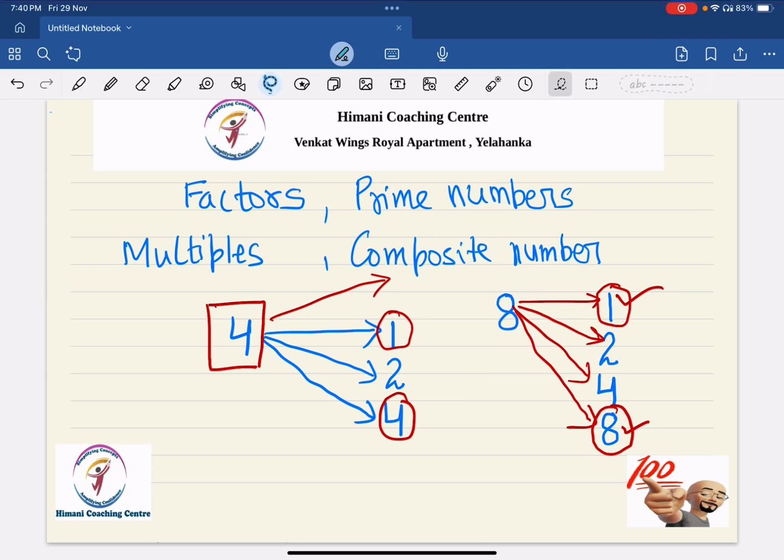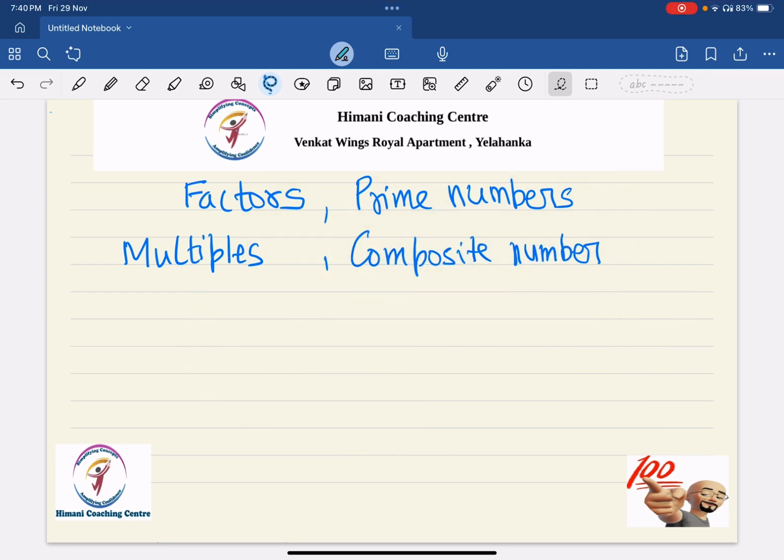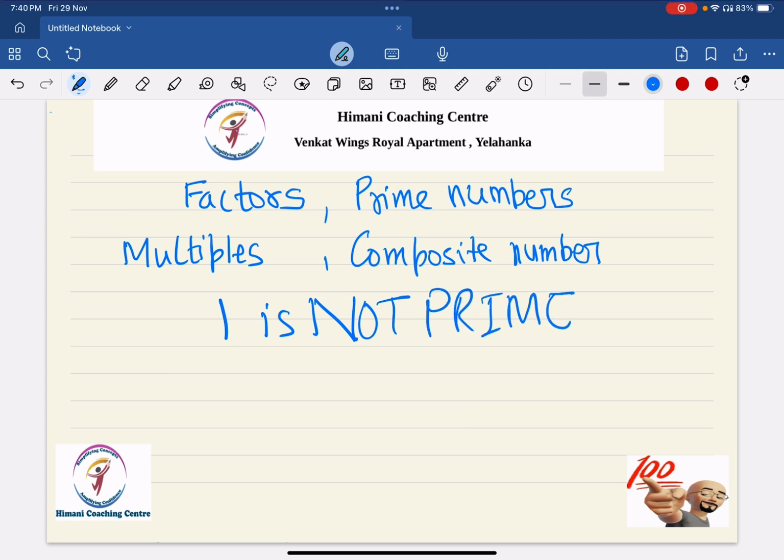Now let us talk about prime numbers. Let us take the example of the first prime number, which is the only even prime number. And remember, 1 is not a prime number. Always remember this. 1 is odd, but it is not prime.